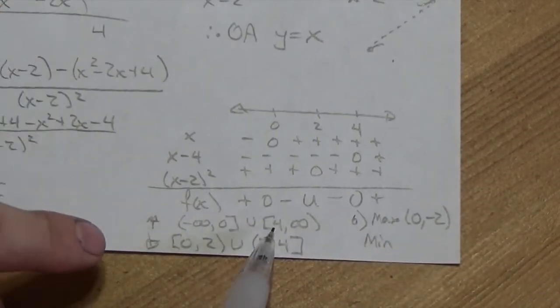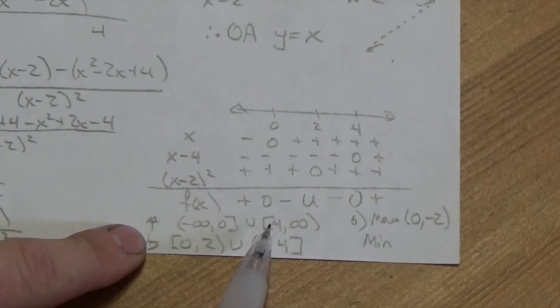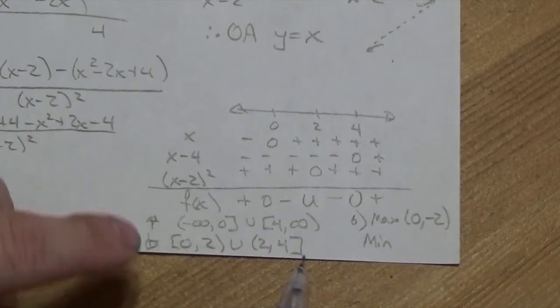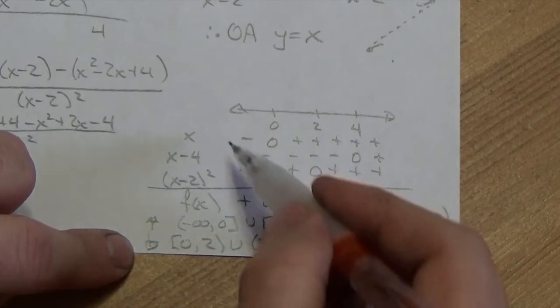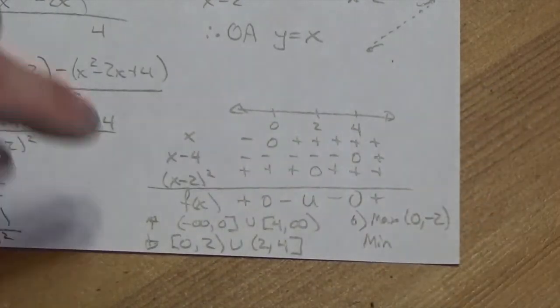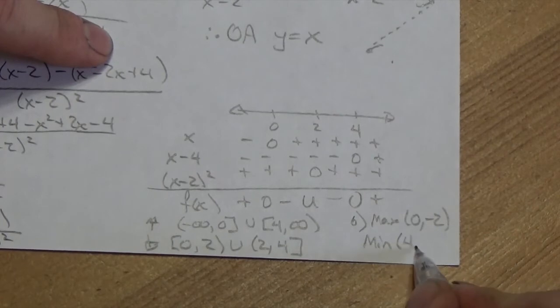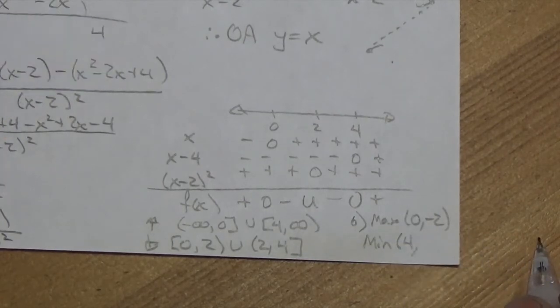I have also got an increasing interval. I keep saying sequence, it's not what I mean. An increasing interval that starts at 4 and a decreasing one that ends at 4. So decreasing to 4, increasing starting at 4, which means I'm going to have a minimum at 4, comma.